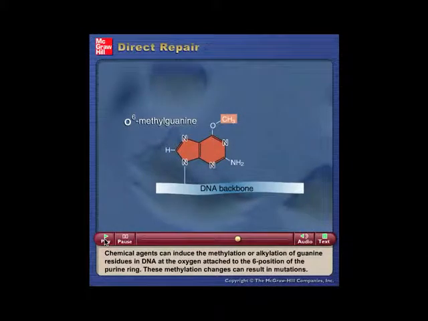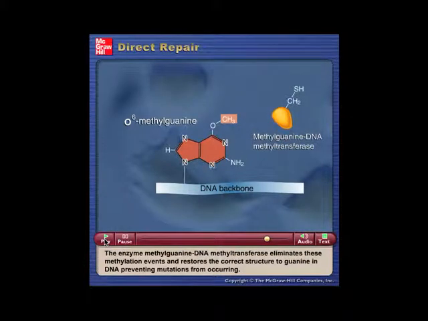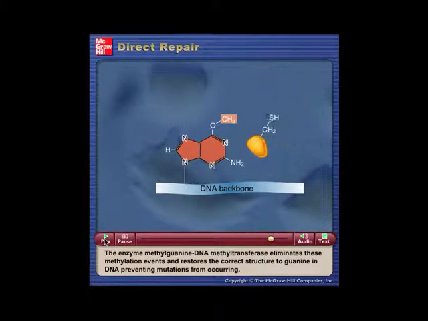Chemical agents can induce the methylation or alkylation of guanine residues in DNA at the oxygen attached to the 6th position of the purine ring. These methylation changes can result in mutations. The enzyme methylguanine DNA methyltransferase eliminates these methylation events and restores the correct structure to guanine in DNA, preventing mutations from occurring.